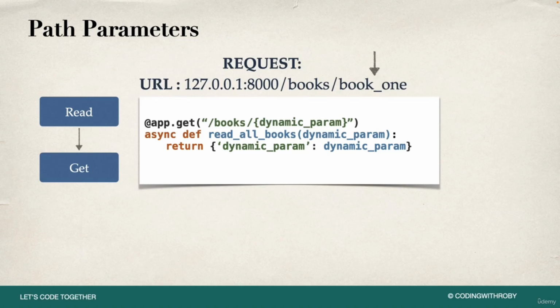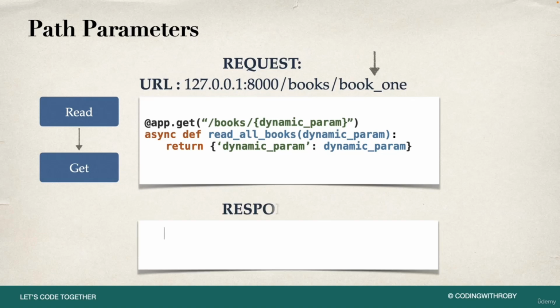Now, let's pay attention to what's going on. When a request comes in of /books/book1, we can see that our API endpoint is /books/{dynamic_param}. So that means anything that's at the end of /books or matches this URL, let's grab that last variable and let's transform that into the dynamic param that we're passing in as a parameter. Now, one thing that we need to note is that the API endpoint dynamic param that's in curly brackets needs to match the naming convention that we have as our parameter in our read all books function.